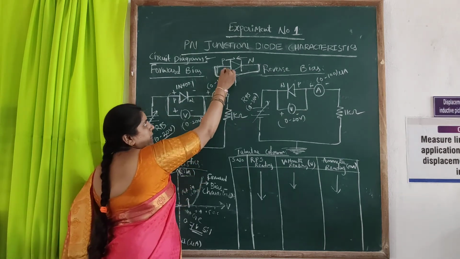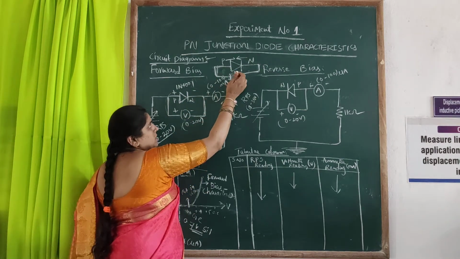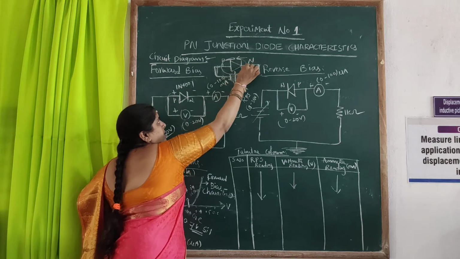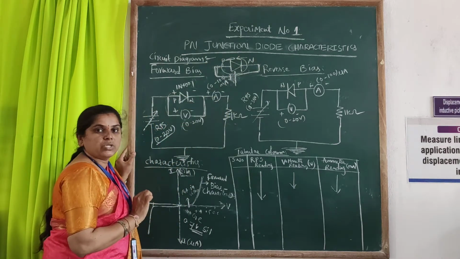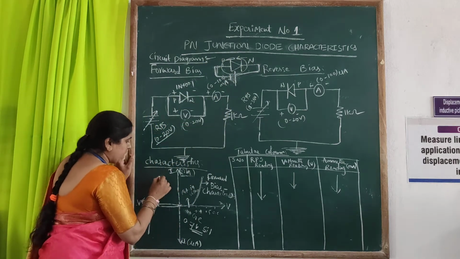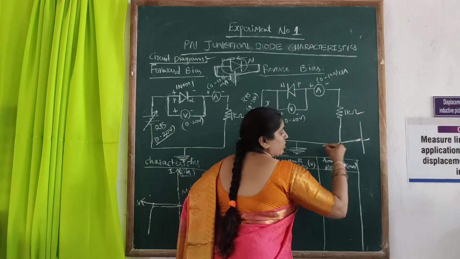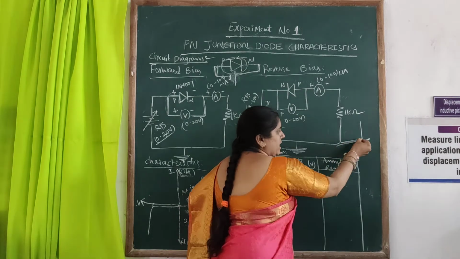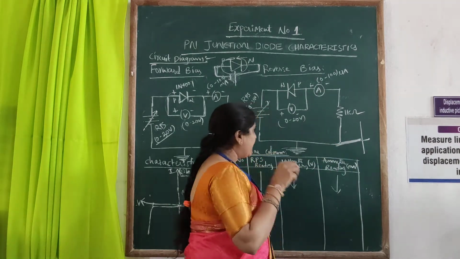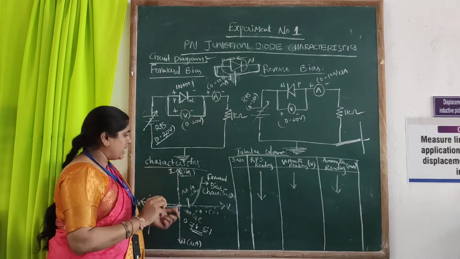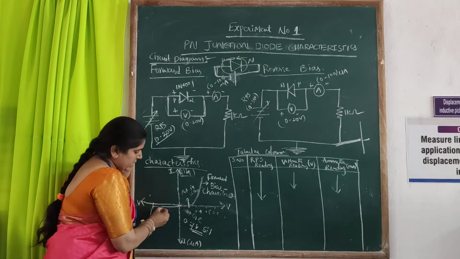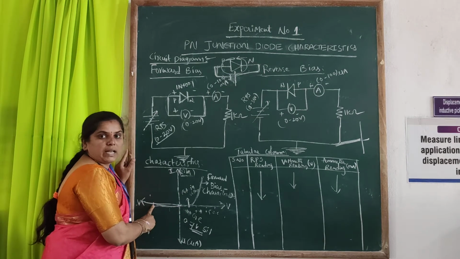Junction width of the PN junction is increased, so there is no current flow in the PN junction diode. That's why theoretically there is no current flow here. Zero. When we are increasing this voltage, there is no current. But practically, a few microamperes of current flow.